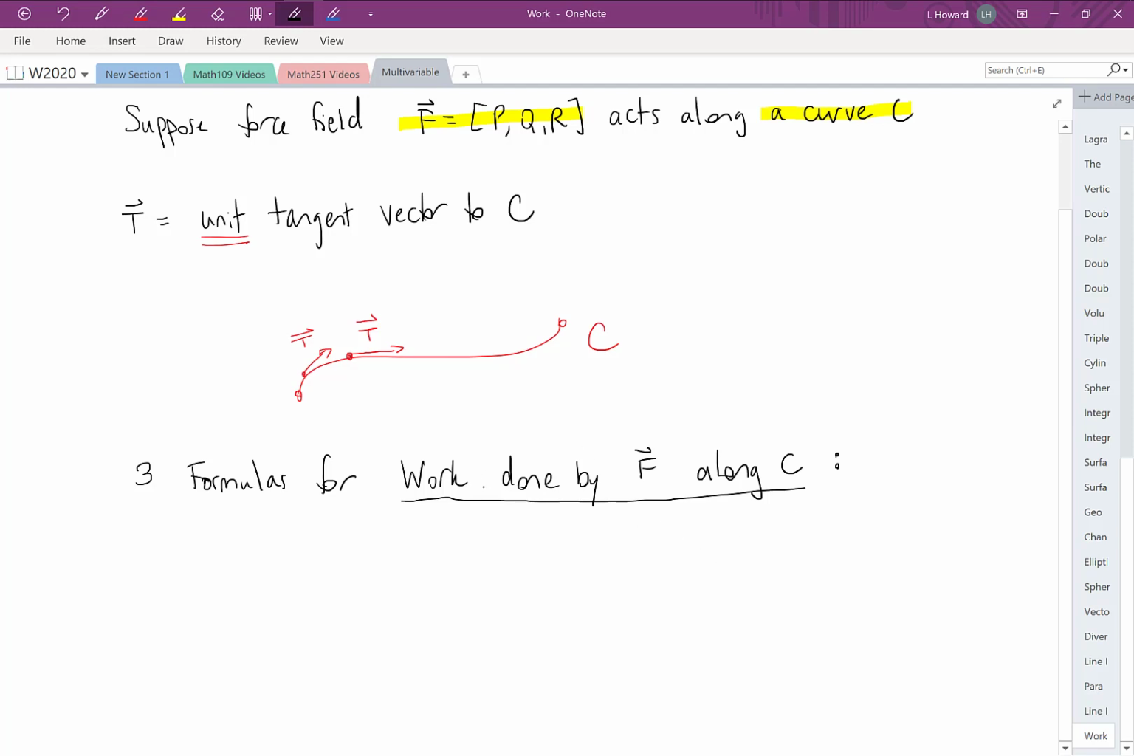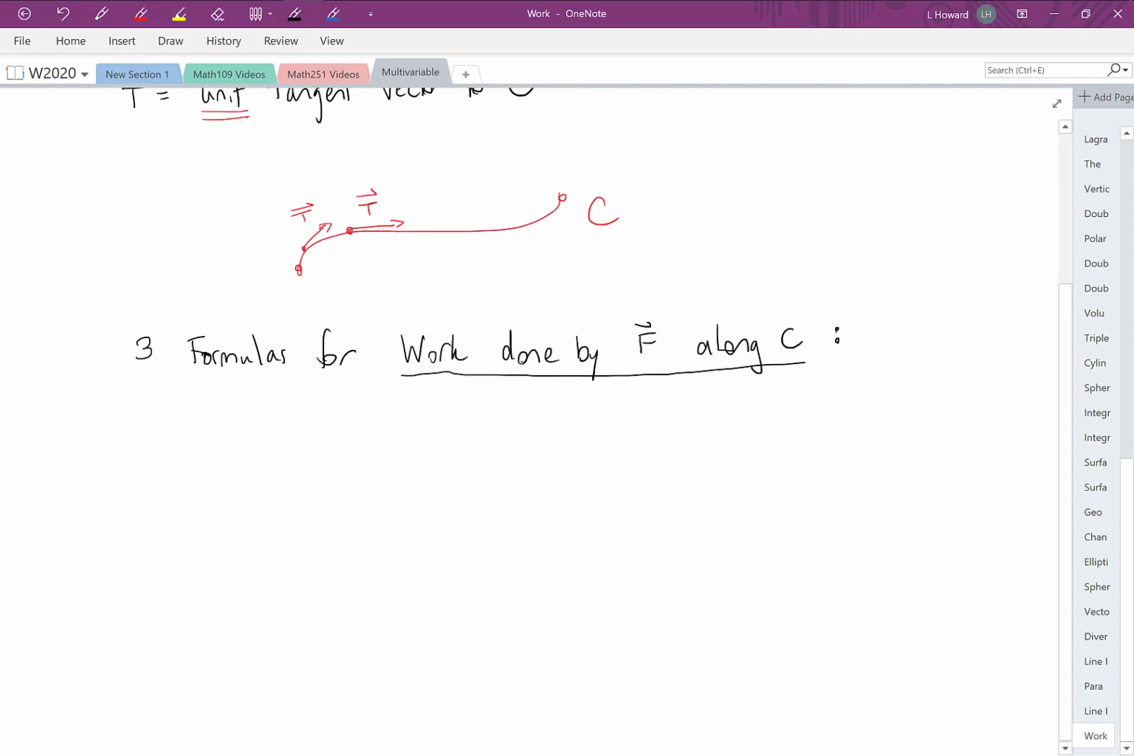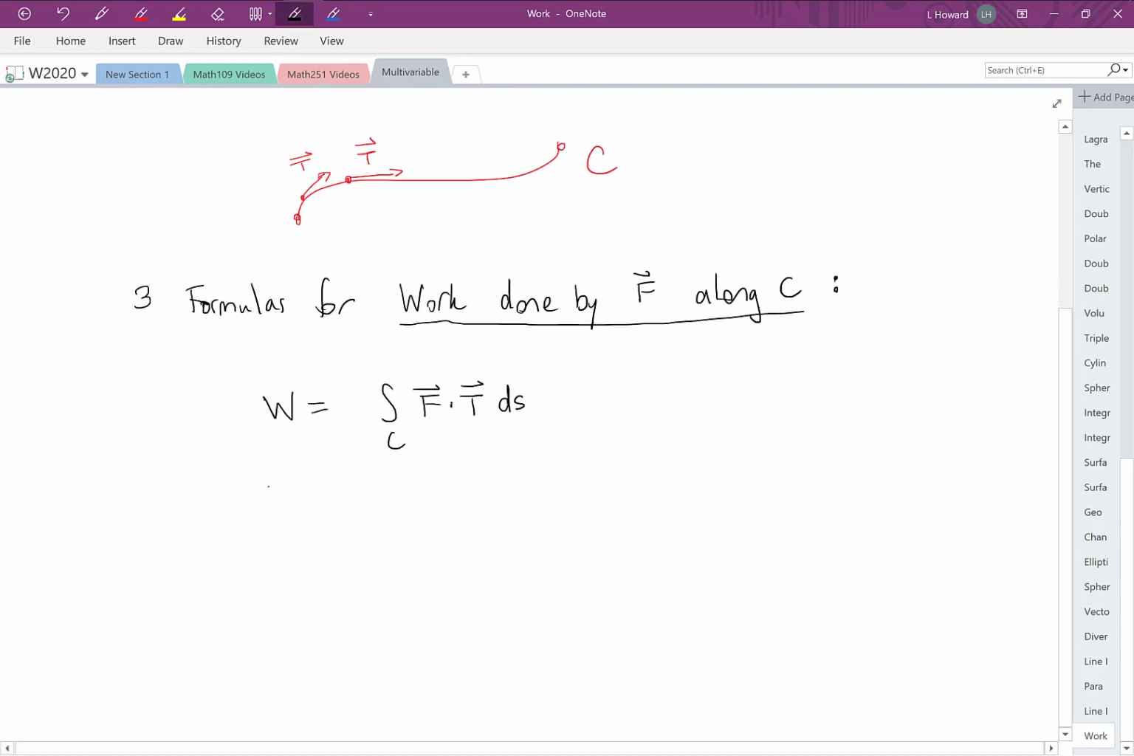There are 3 formulas for the work done by our force field along our curve C. They're all equivalent, but you may see different versions of this formula in different courses, so that's why we're going to write down the 3 different variations, and then we'll talk about physically where these formulas come from. So first formula, you can say work is the line integral along C of your force field, dotted with your unit tangent vector, so that's a dot product there, times ds. Another way to say this is work is the line integral along C of F dot dr.